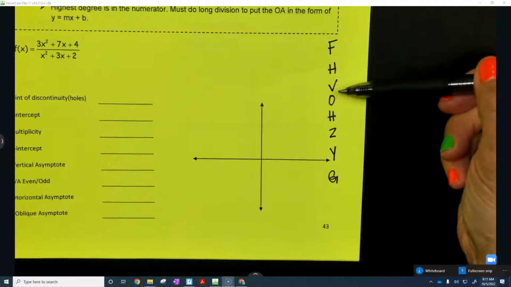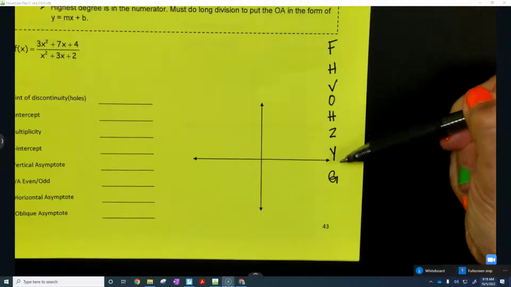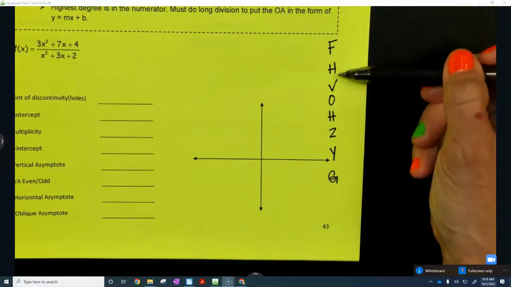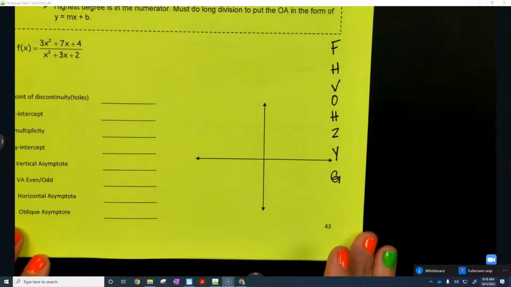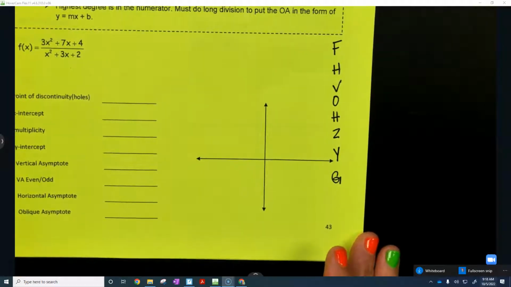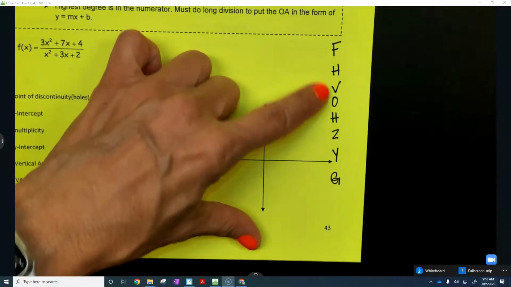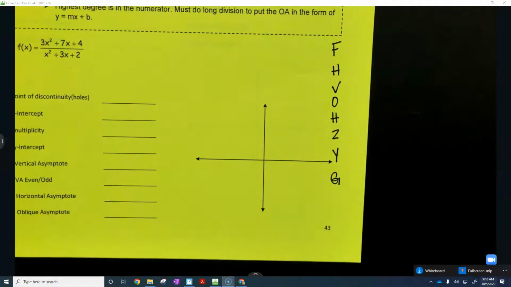F, H, V, O, H, Z, Y, G. 7 steps. And they're all different. All right. So we're going to go through this a couple of times, and then I'm going to show you one of the silliest sayings that I've ever created. You can take it or leave it, but I do have a little format to remember that, and we'll talk about that later. First of all, let me tell you what it means.